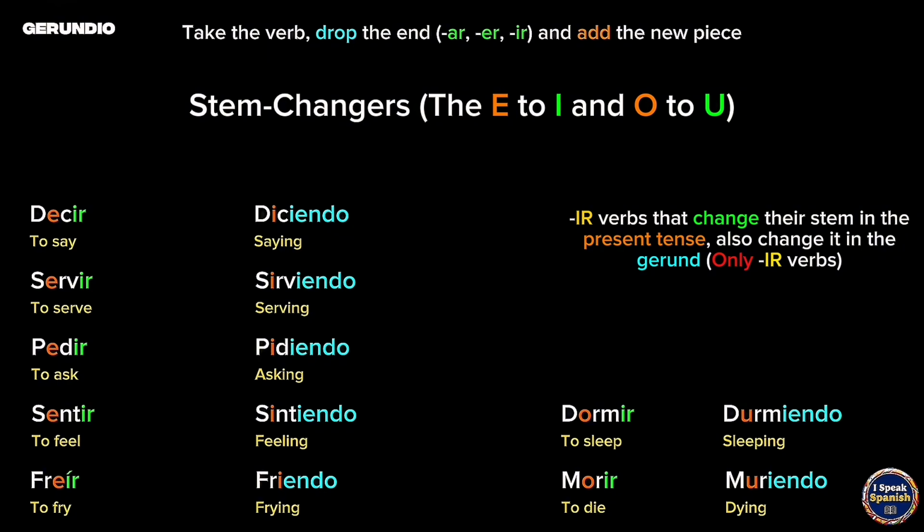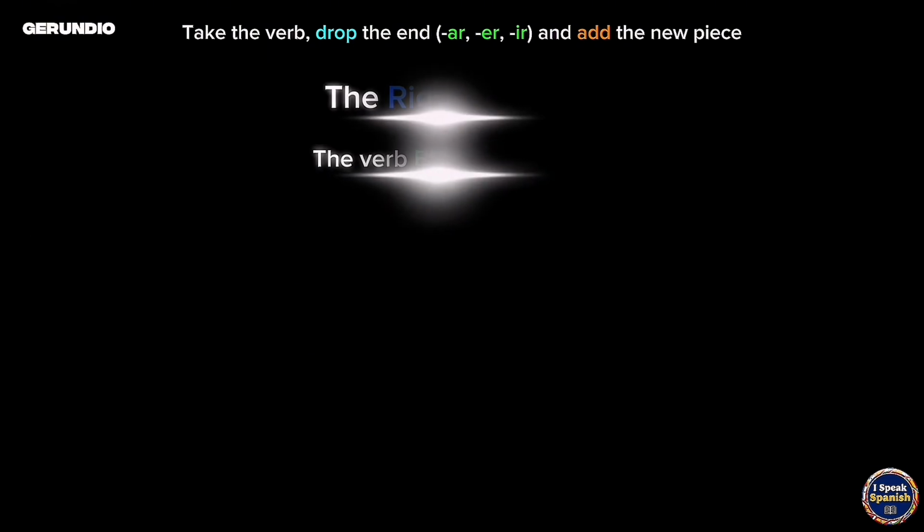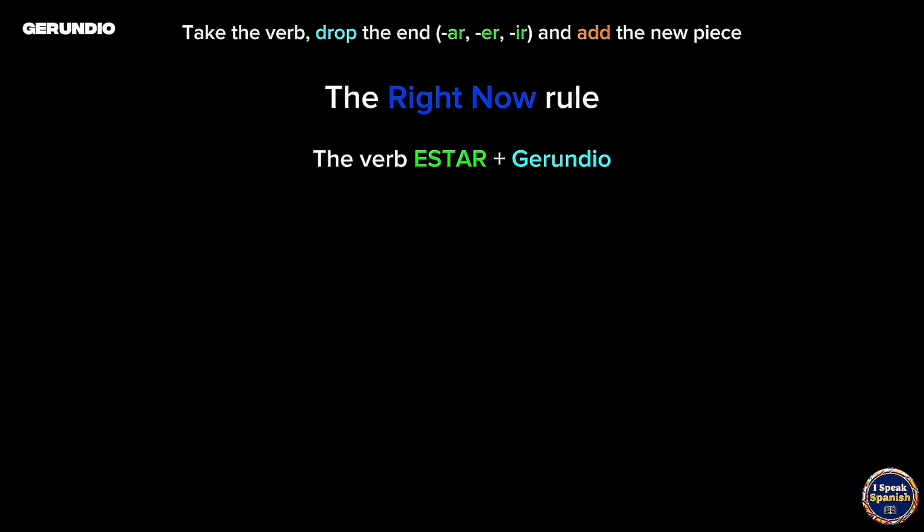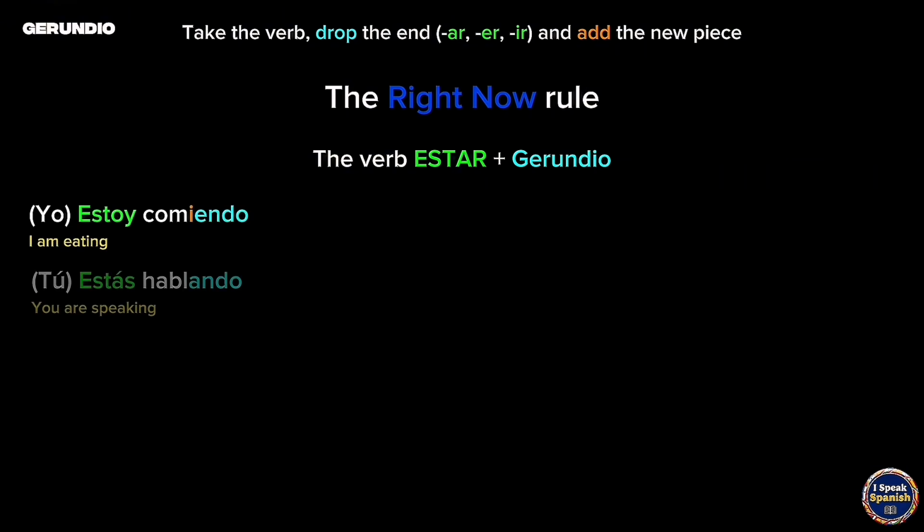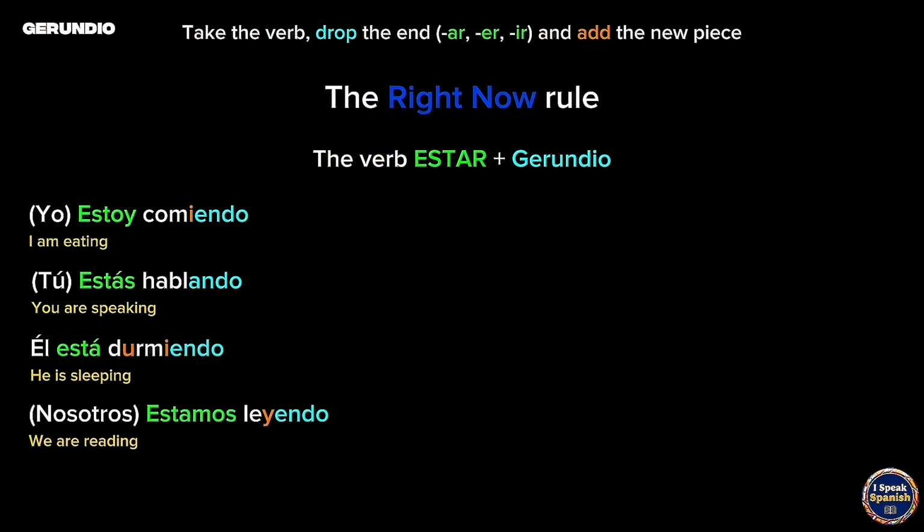Alright, my friends. Now let's see the right now rule. For this, you have to use the verb estar plus your new word to describe what is happening right now, alright? For example here, estoy comiendo, estás hablando, él está durmiendo, estamos leyendo, ellos están trabajando. Alright, that's how you use the right now rule with the verb estar.